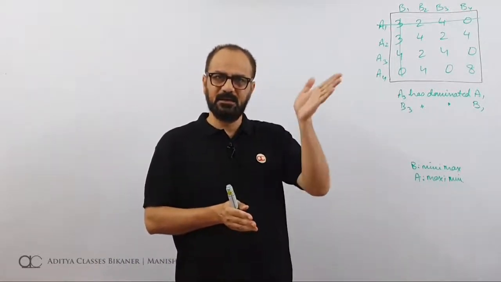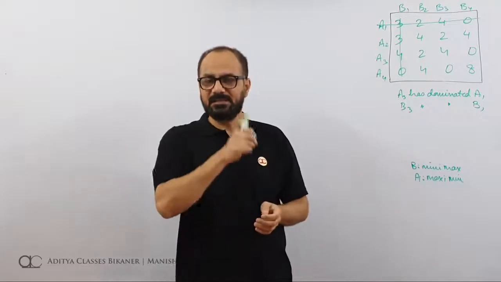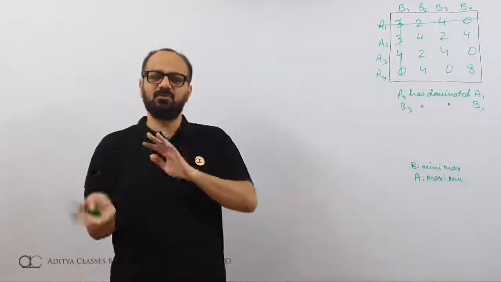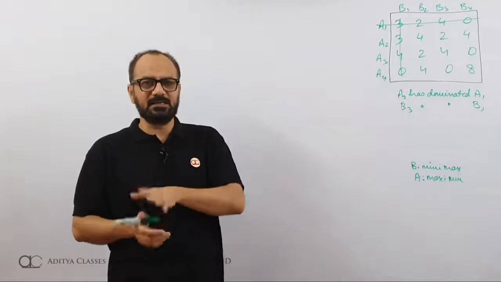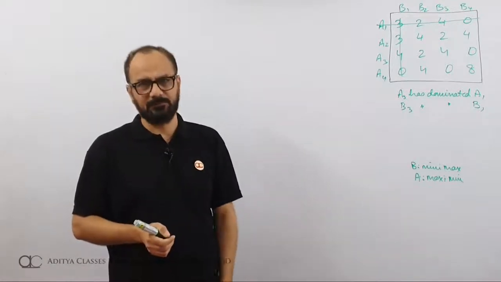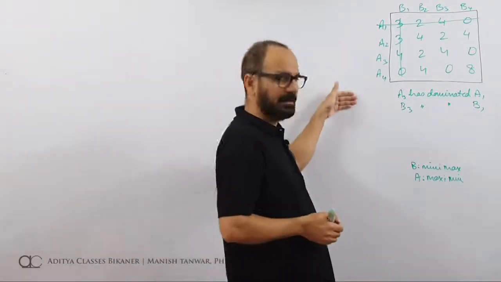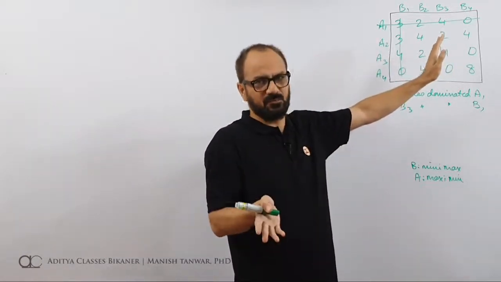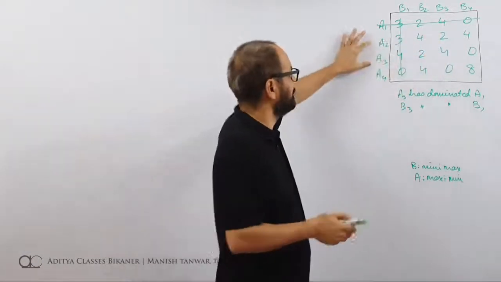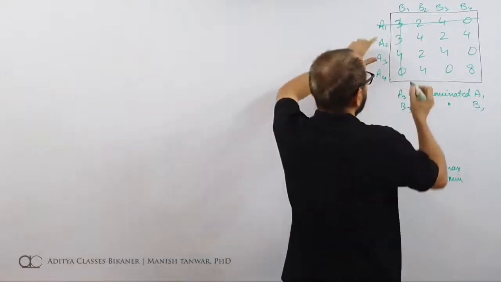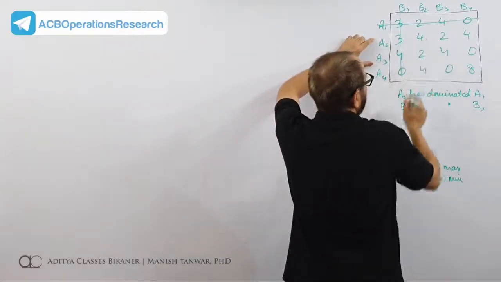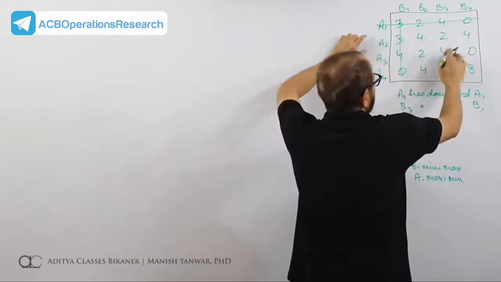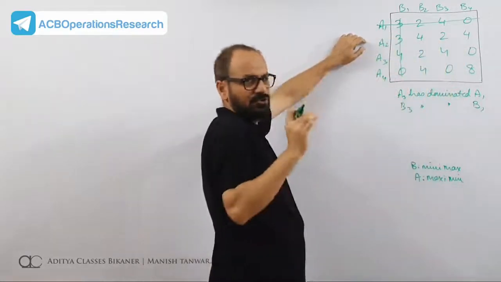Row dominance is done, column dominance is done. What I said, I'll continue with row, column, row, column, row, column, so long as no further dominance is available. So I checked rows, I've checked columns. Let me check rows once again. A2 against A3. If I compare A2 against A3, 4 is better. This 4 is better. So A2, A3, still no solution.